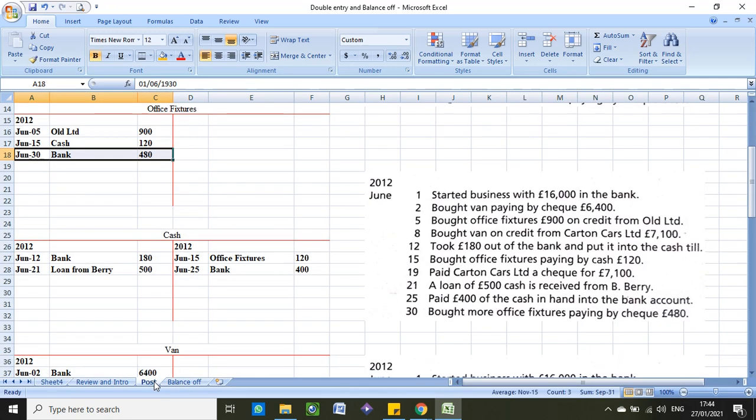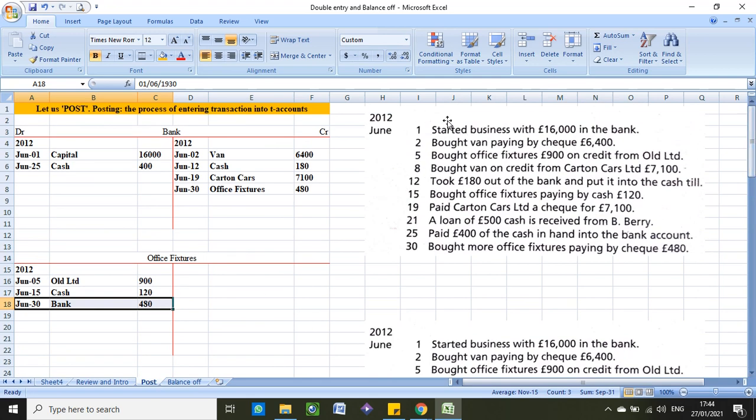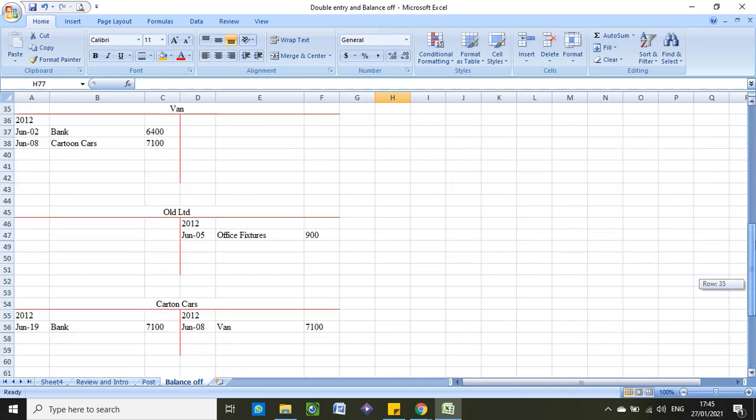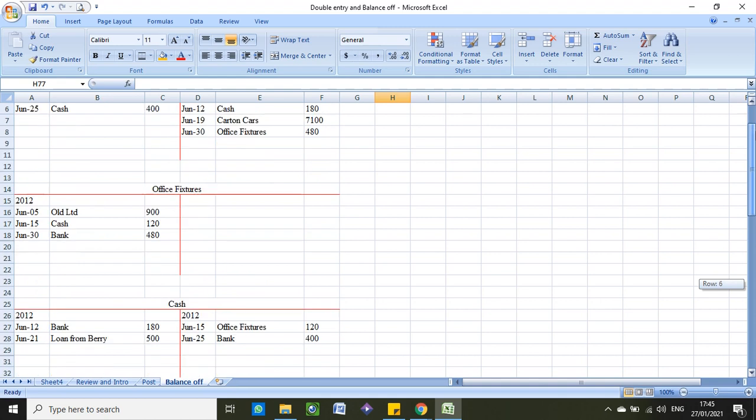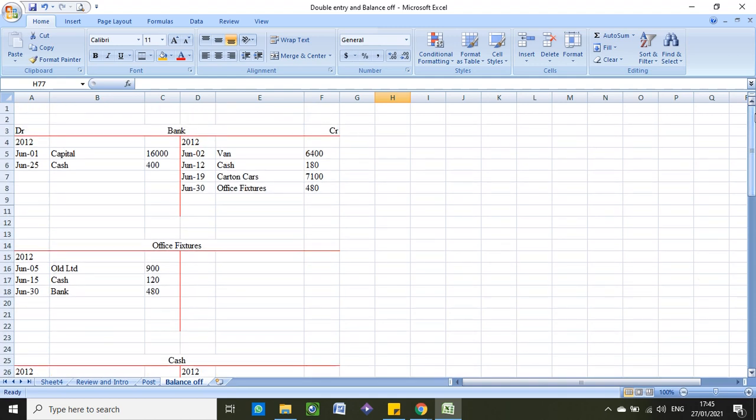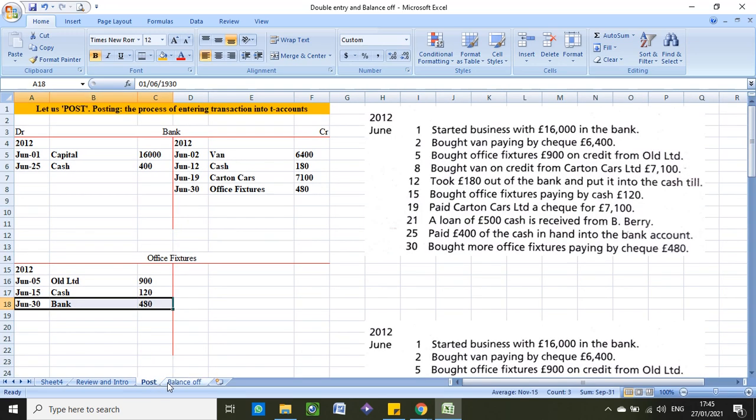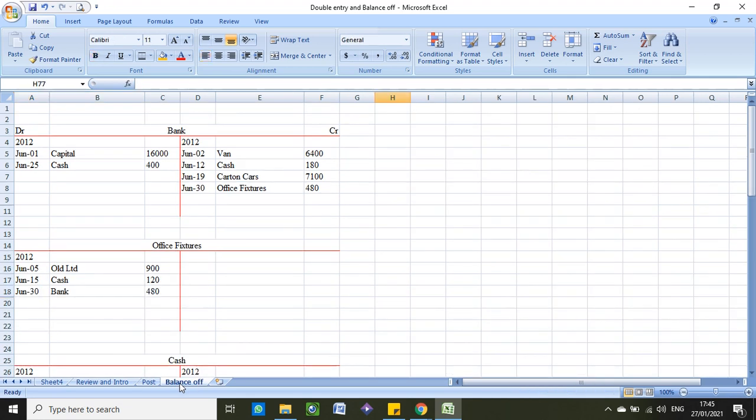So now that we have posted all the transactions, meaning we have taken these transactions which were given to us in a sentence form and entered them into T accounts, posting, now we can go ahead and balance off. So this is the result of all our posting. It's the same information on the other tab right here. Again, remember that this file is in the video description.